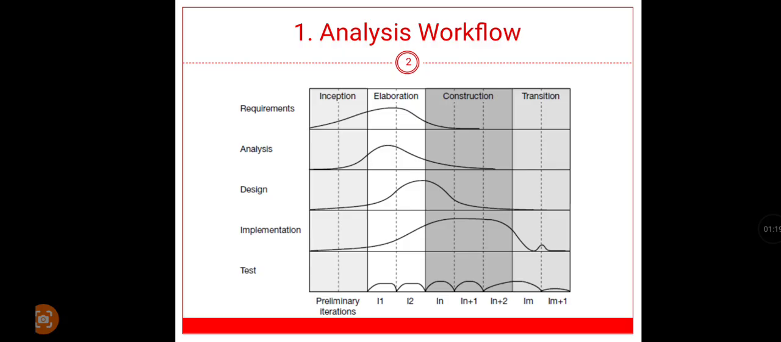For example, if you are developing an online library management system, the analysis model will specify that users should be able to search books, borrow books, and return the books. However, it will not describe which programming language or database will be used. Those decisions belong to the design phase. So analysis describes what should the system do, while design answers how will the system do it.